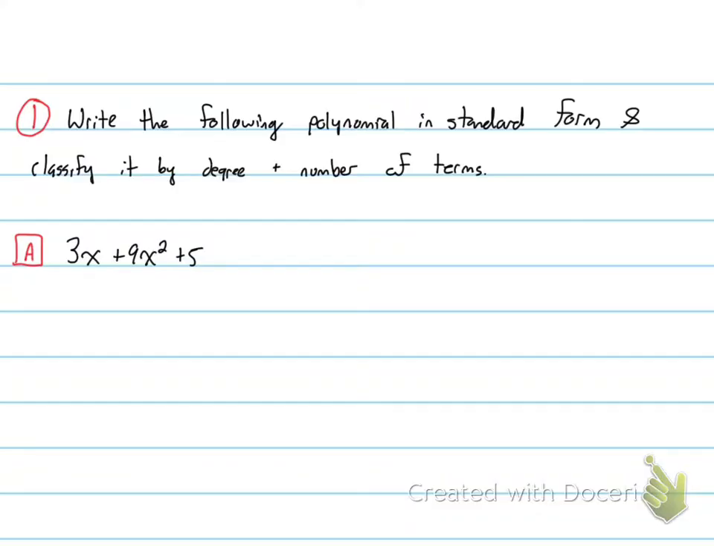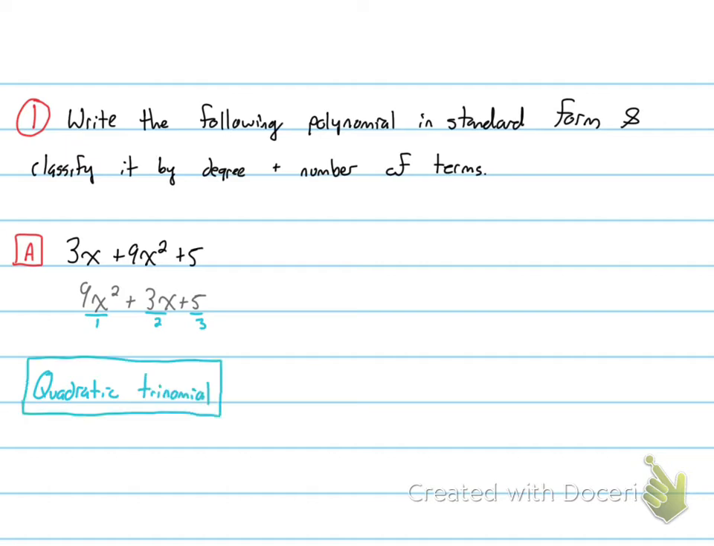So in the first couple examples here, I want to write the following polynomial in standard form and classify it by degree and number of terms. In part A, I have 3x plus 9x squared plus 5. So what I'm going to do first is I'm going to rearrange my terms. So now my function is 9x squared plus 3x plus 5. And now to name it or classify it, I look at the highest degree, which is 2. So this would be a quadratic. I see the number of terms. I have 1, 2, 3. This would be a quadratic trinomial. And that's how I'd classify it.